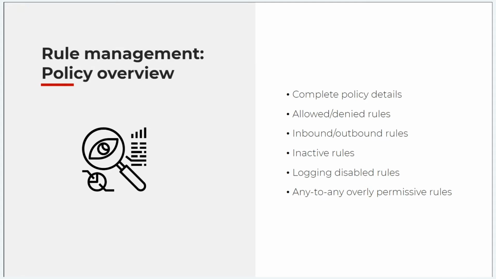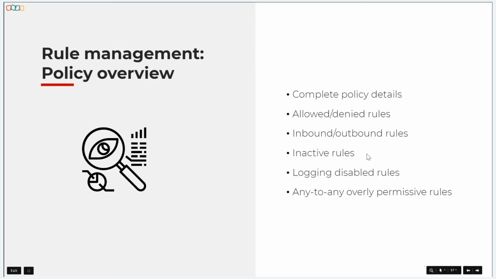And in addition to that, you can also filter rules according to their allowed or denied rules, inbound or outbound rules, inactive rules, logging disabled rules, any to any, and overly permissive rules. And in addition to all of these views, you can also download these reports in various formats so that it'll be easier for Jim to get a clear visibility into the complete list of rules in the firewall. Let us look at how this looks in the product UI.